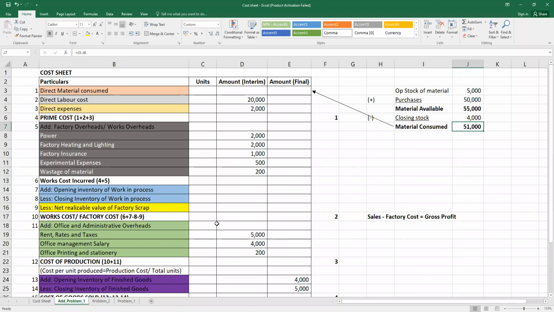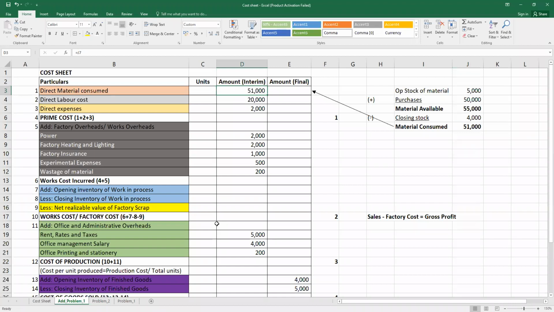Hello. Yes. Done, ma'am. Are you done with the material consumed figure? Yes. Okay. Now let's just extract it in the pro forma. So here we are done with the basic entry of the cost sheet.